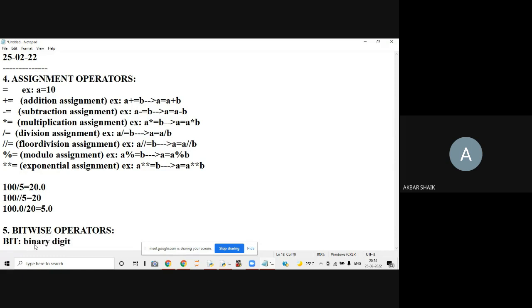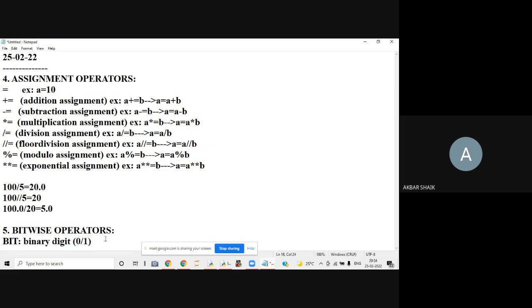Binary digit. That is nothing but either 0 or 1. Binary, BI. This is the full form for bit actually. Binary digit means it may be 0 or 1.